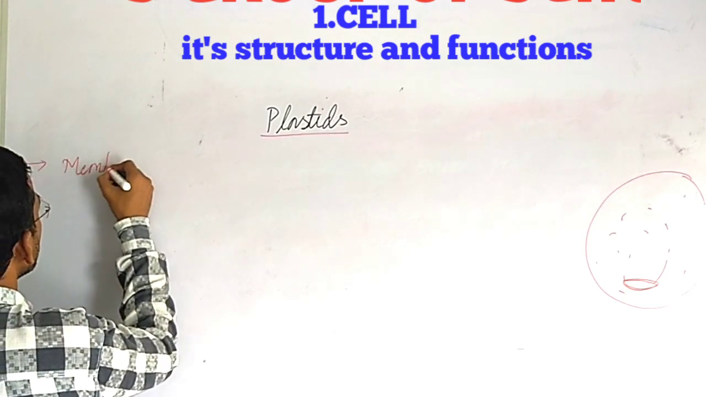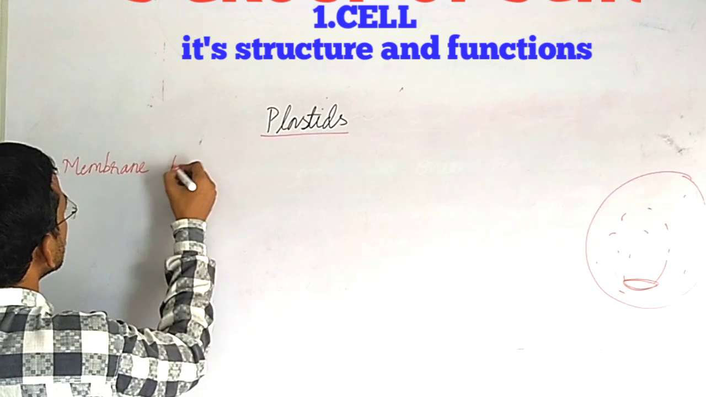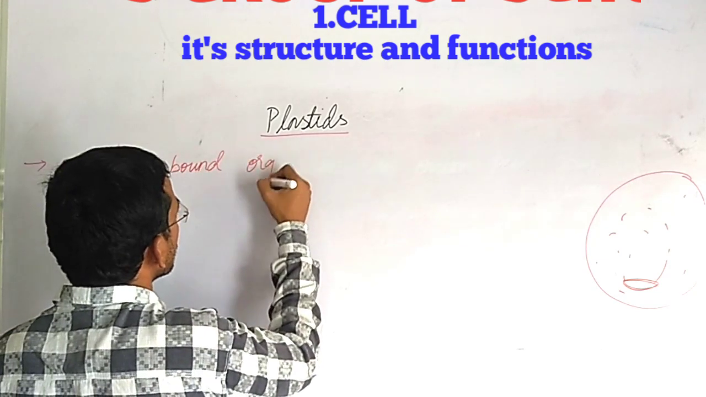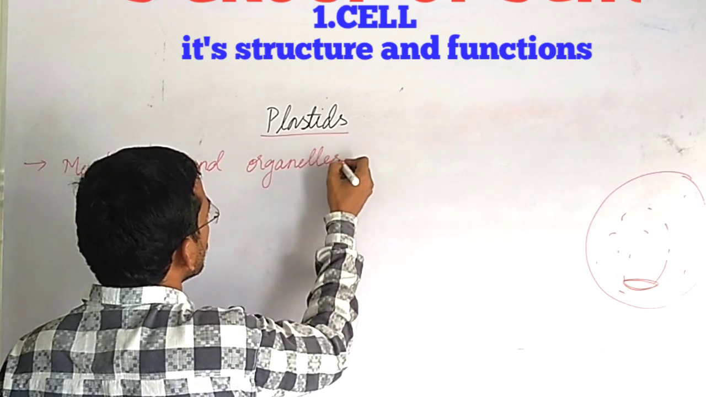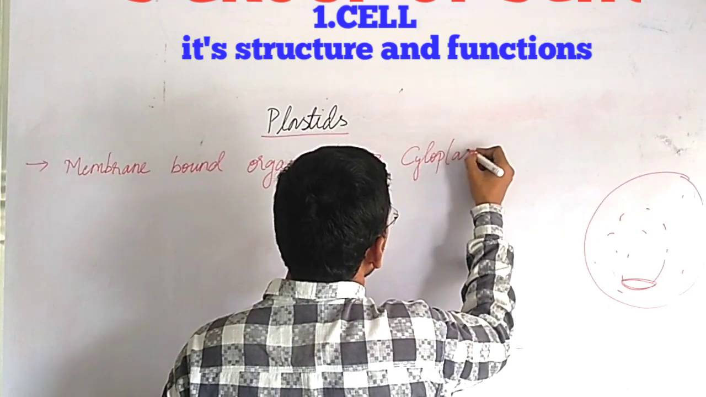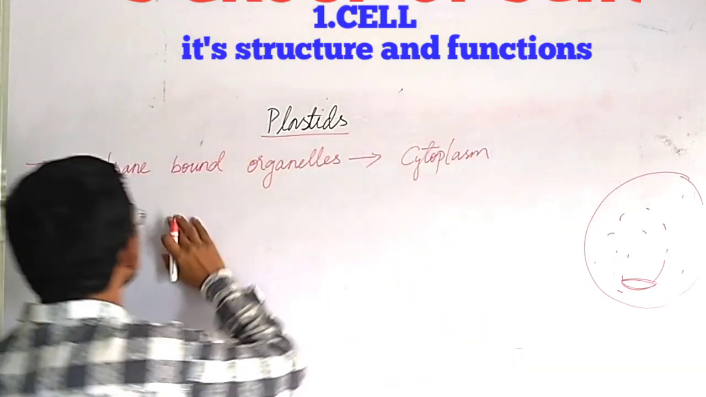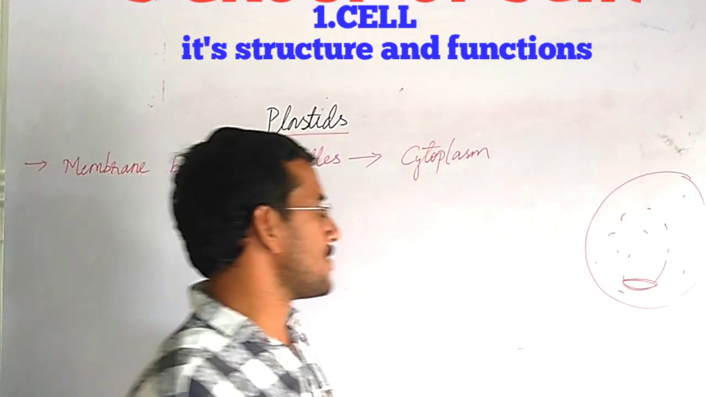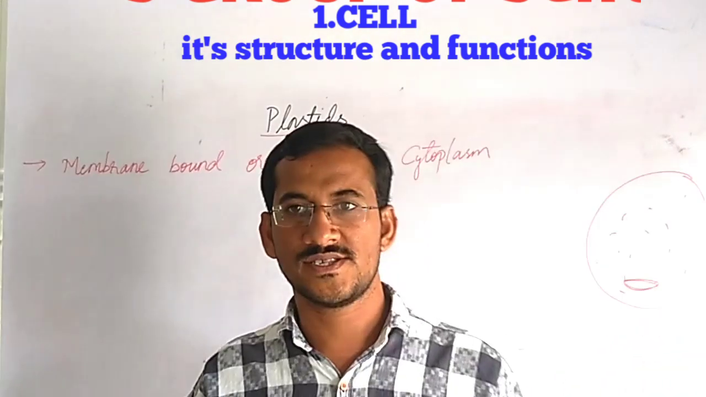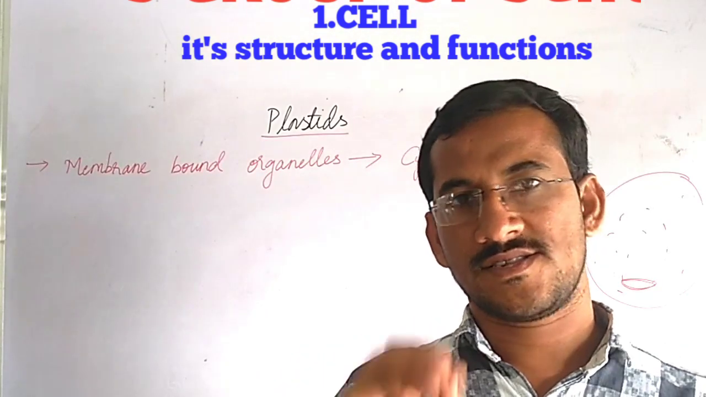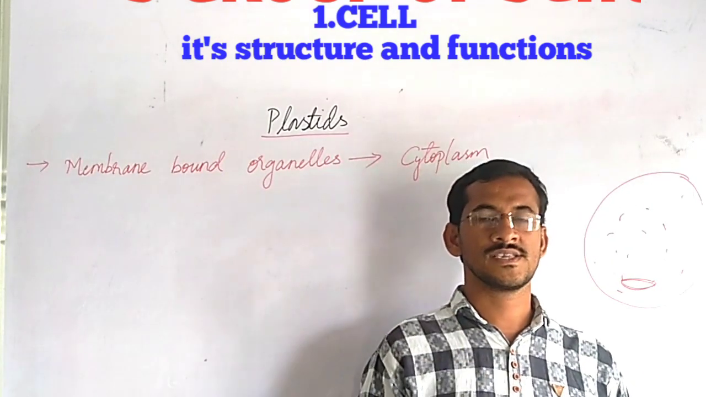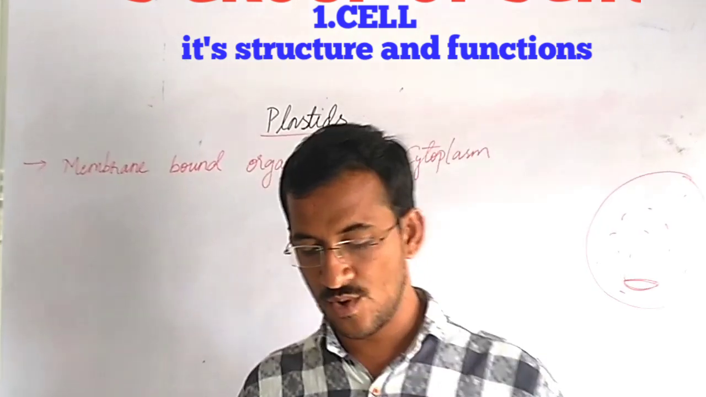So what are these? These are membrane bound organelles present in cytoplasm. So membrane bound organelles which are present in the cytoplasm of the cell are called plastids. Plastids were first discovered, and the term plastid was given by a scientist called Haeckel.